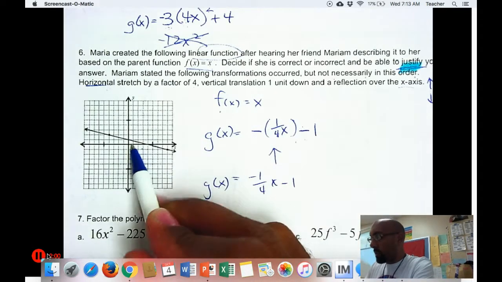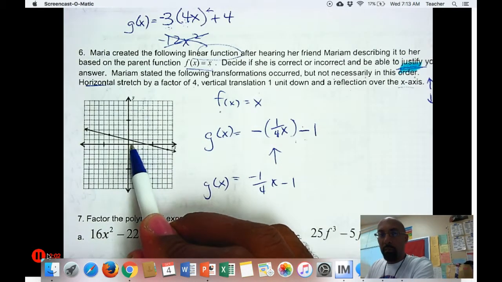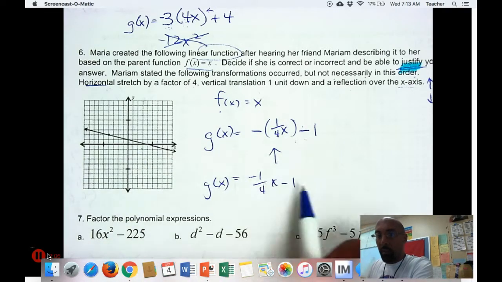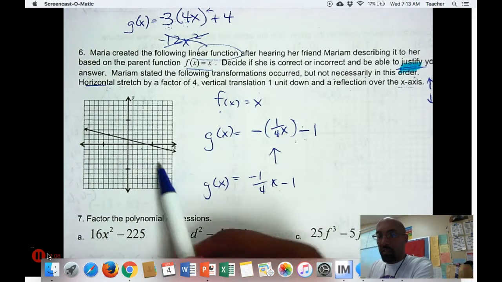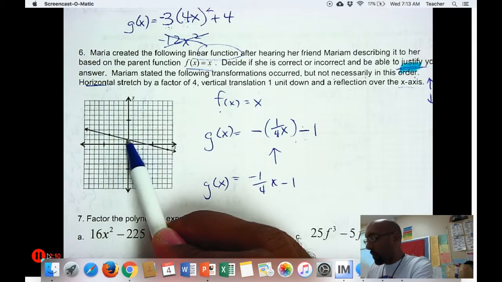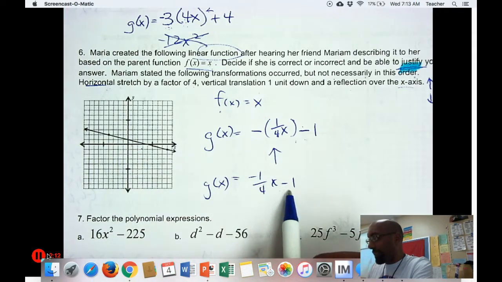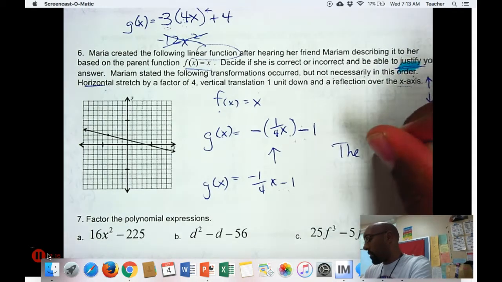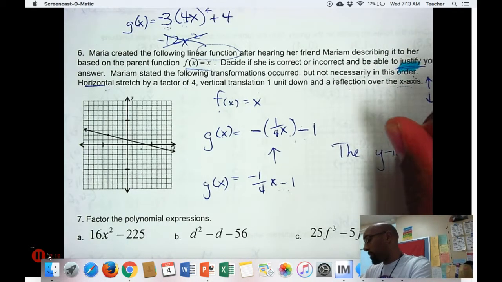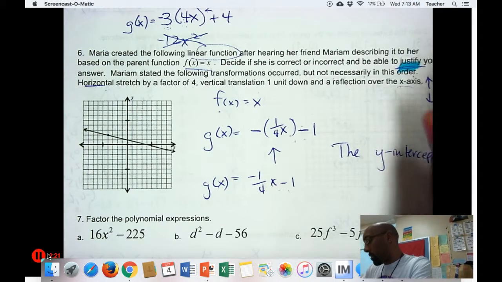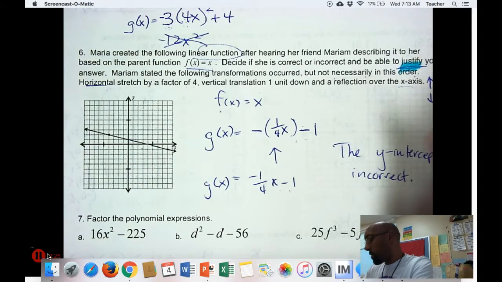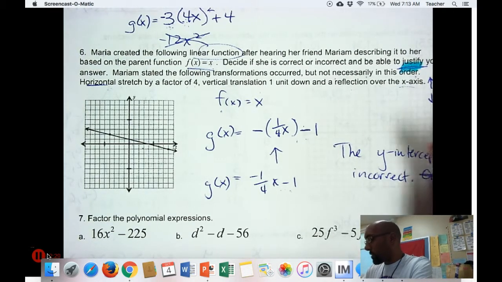Well, first of all, we can already see that she's incorrect, right? Because the y-intercept there is +1 and the y-intercept here is -1. She got the slope right, down 1, right 4. Okay, but then she got this intercept wrong. So we can just say the y-intercept is incorrect.